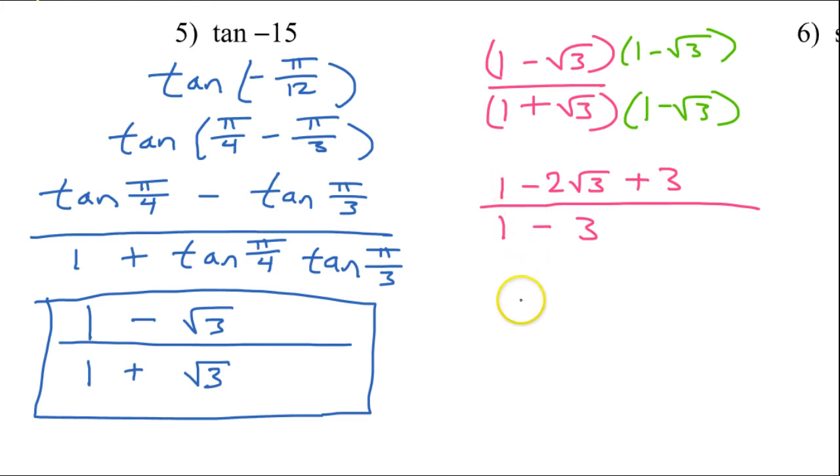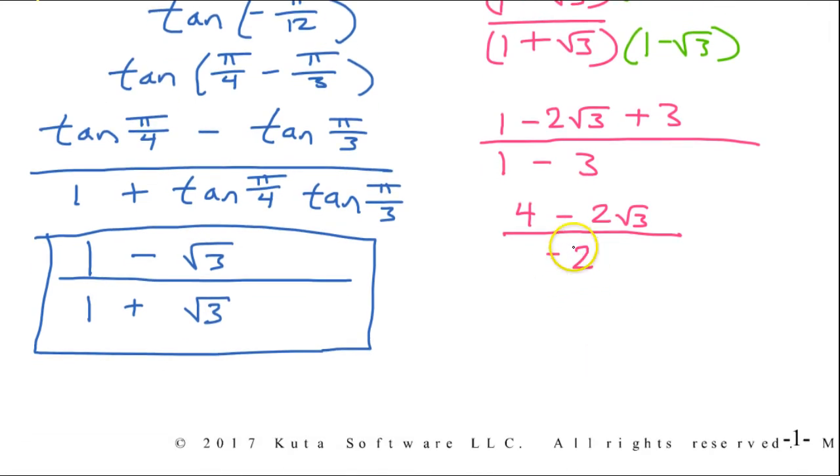So, like terms and such. I have 1 plus 3, so that is going to be 4 minus 2 radical 3. 1 minus 3 is negative 2. Now, negative 2 divides evenly into both of these terms. So this is going to be like having 4 over negative 2, and then minus 2 radical 3 over negative 2.